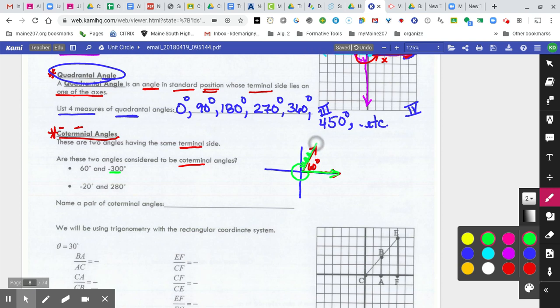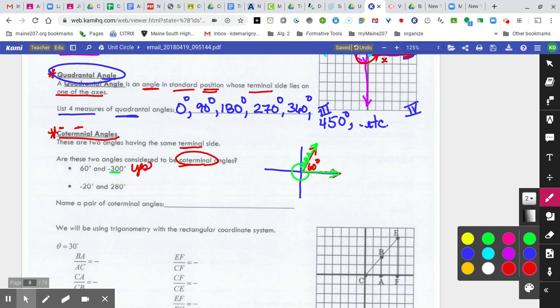And they are actually going to end at the same point, they have the same terminal side. So when they ask me, are these two considered to be coterminal, the answer to the first one is yes, they are.